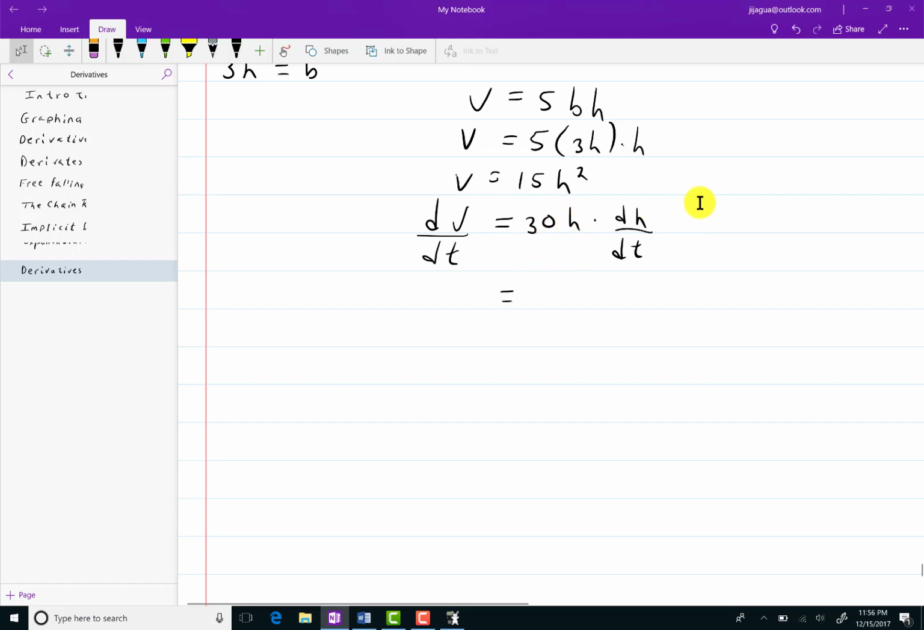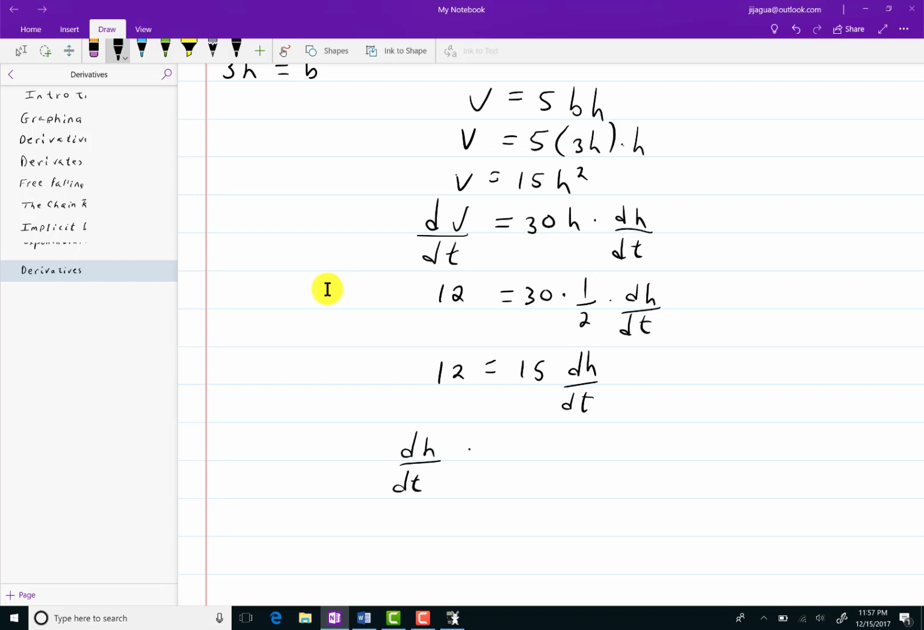By the way, everything's been given in terms of feet. This was 12 cubic feet per minute. This h was given in terms of 6 inches. Do not mix inches and feet. Put it in feet. 6 inches is 1/2 of a foot. And you can see the only thing that I have left as a variable is dH over dt, which is exactly what the problem is asking me. So I have 12 equals 15 dH over dt. And then I can finally solve: dH over dt equals 12 over 15, or 4 over 5.